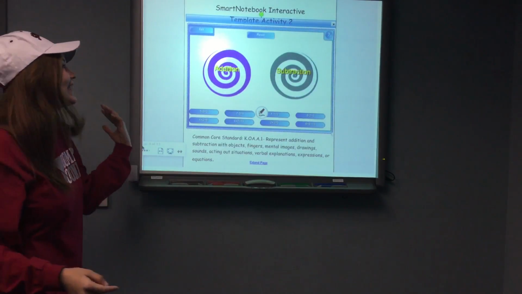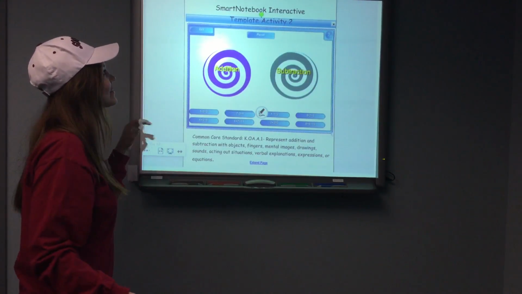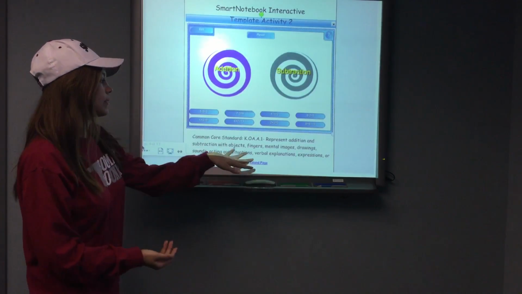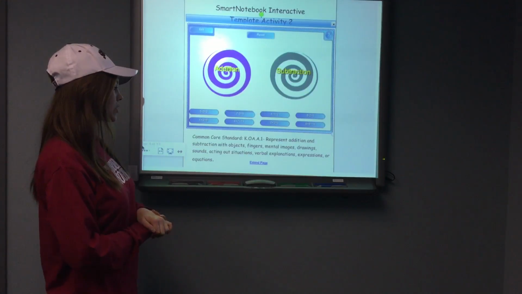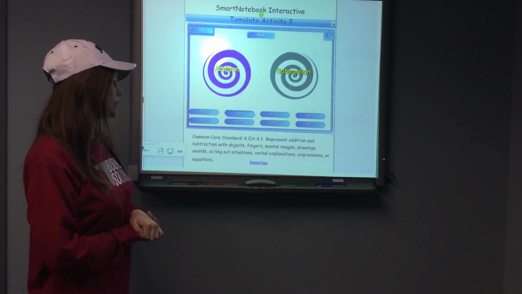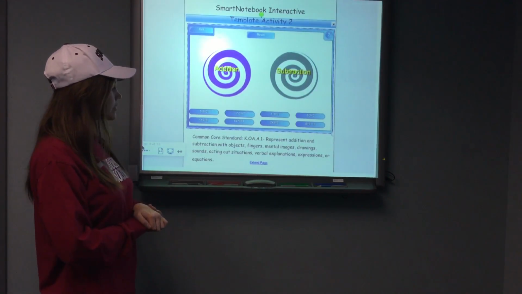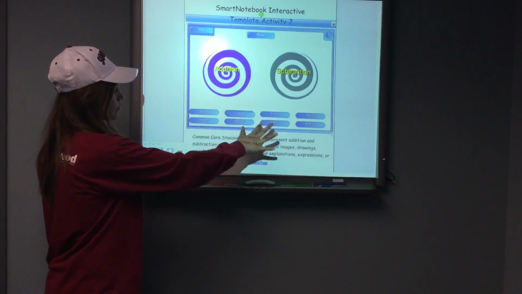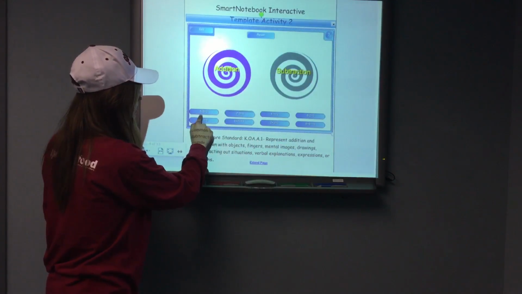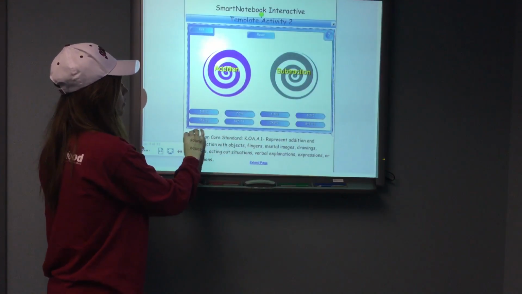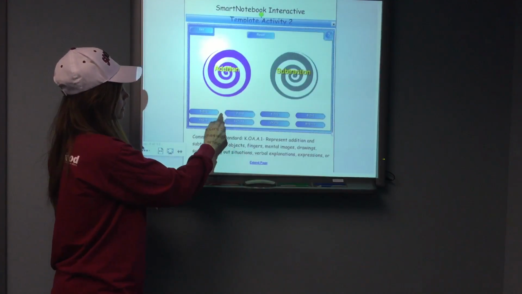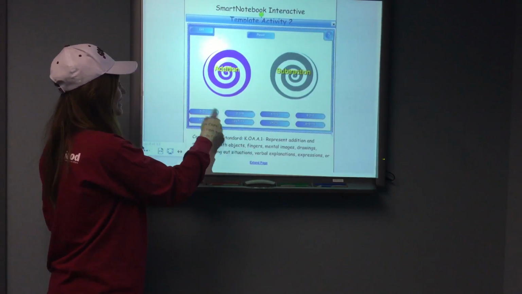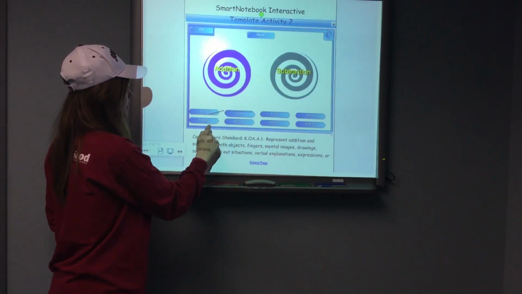Trial and error. Alright, so this is our SmartBook interactive template activity that we used, and so basically the Common Core standard, it represents addition and subtraction with objects, fingers, mental images, drawing sounds, acting out situations, verbal explanations, expressions, or equations. And we gave them a bunch of equations right here, and so this one is just 5 minus 2 equals 3. And so basically what we were aiming to do was have them be able to identify which problems are addition and subtraction. So this one would be subtraction.